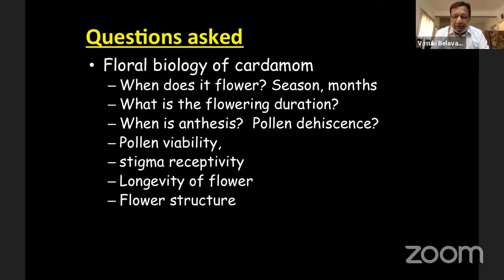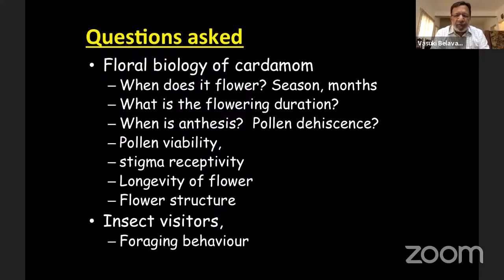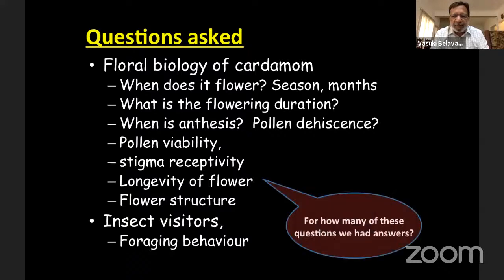And of course, the flower structure. Flower structure is important from the point of view of the pollinator, because it has to recognize the flower, it has to land on the flower, and it should know where the nectar is available, and then in the meantime, it should also transfer pollen. And then you also should know what the insect visitors are, which are all the insects that visit, and their foraging behavior. What is the behavior of these insects which are visiting? Whether they visit in a single visit, whether they are visiting several flowers, or they are visiting several species of plants or the same species of plant. So all these are important.